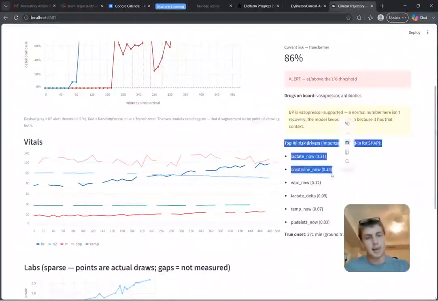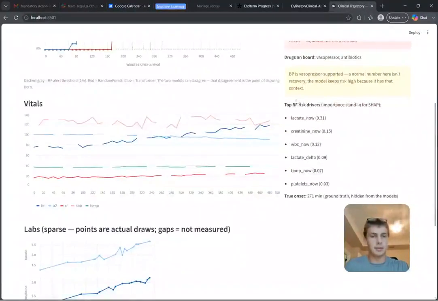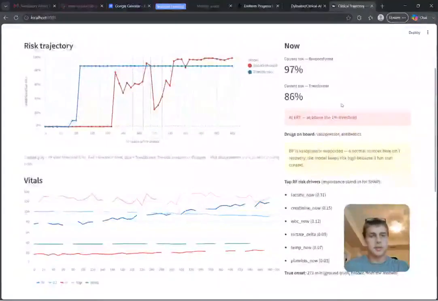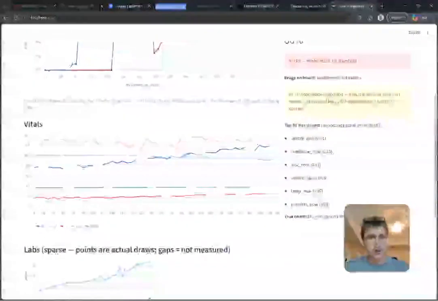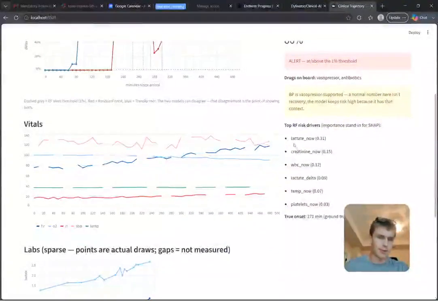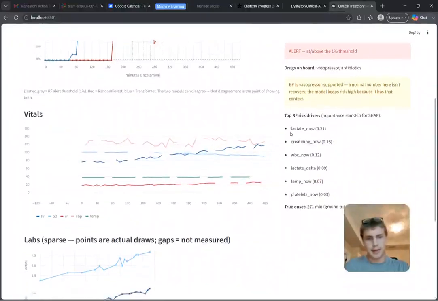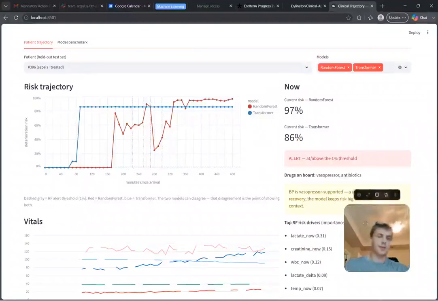And then right here, you have what the model is thinking. So there's two models. There's a random forest and a transformer model. And right here, you can see what the random forest model is thinking. So it went off of the lactate, the creatinine, and the white blood cell count, which is pretty typical for detecting sepsis. And yeah, so that's my app.